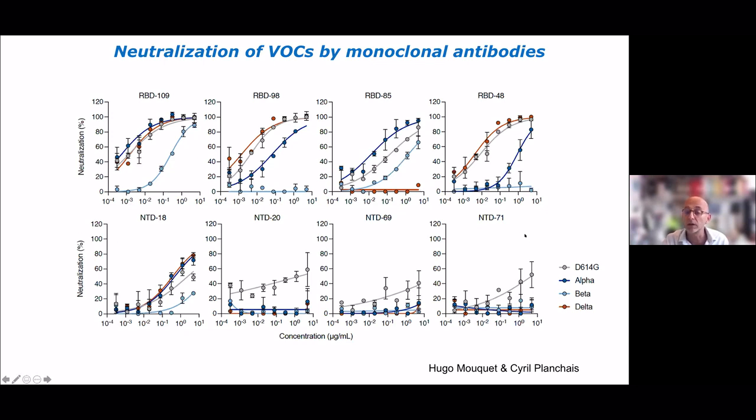And this is also the case for the 4 anti-NTD antibodies, which, by the way, are less active. Their IC50 is quite high against the different viral strains, but 3 out of 4 of them lost any activity against the Delta variant.